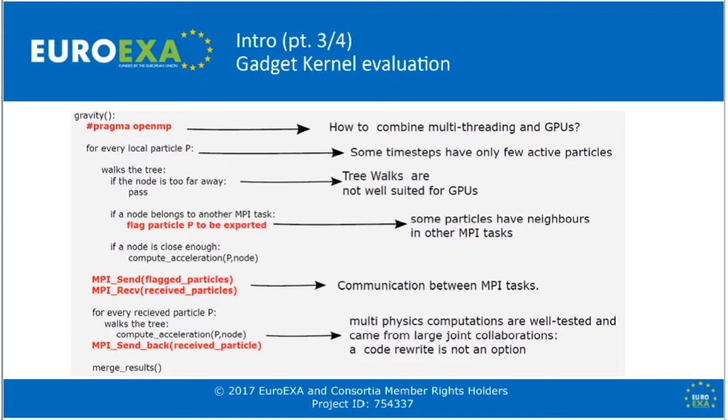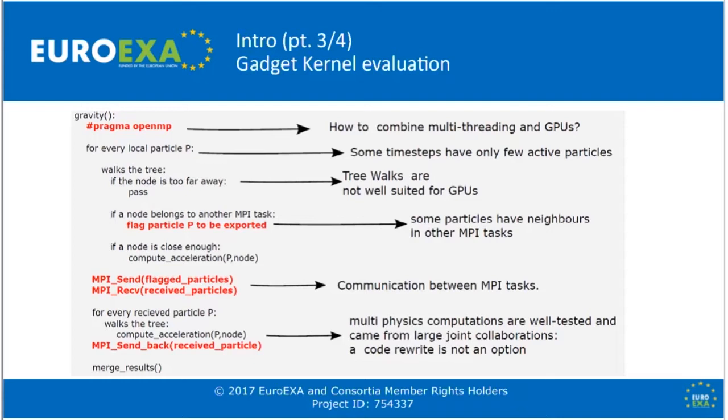Then after the tree walk of all particles, you will send and receive the particles that must be exported between MPI ranks. Meanwhile, during the tree walk, you will also find the neighbors of your target particle that stay in the local computing node, or in the local MPI rank if you have multiple MPI ranks per computing node. And once you have collected enough neighbors, you will perform the interaction between your target particles and the neighbors.